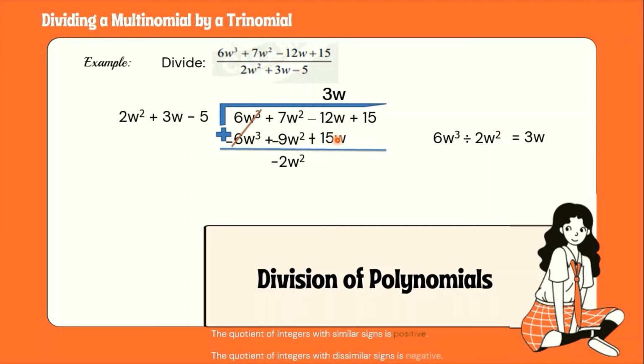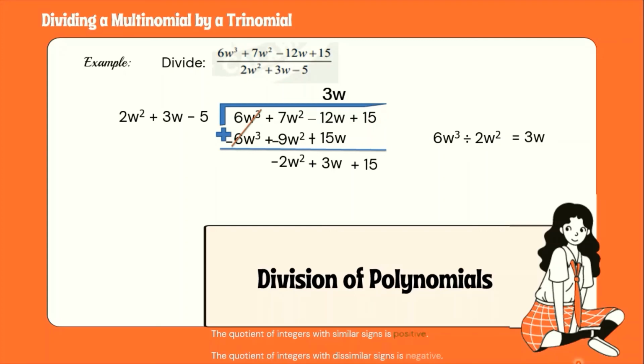Ito naman, negative 12w plus positive 15w. Different signs din, so we need to subtract their absolute values. 15 minus 12 is equal to 3. And then yung 3 ay positive dahil bigger number sa 15 siya ay positive. Kaya ang sagot natin ay magiging positive 3w. Copy the literal coefficients. And then bring down plus 15.